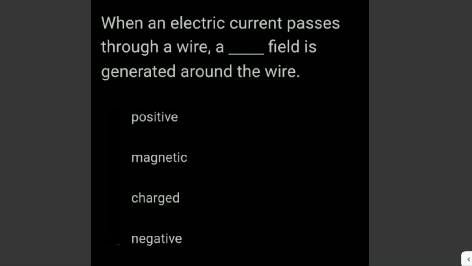When an electric current passes through a wire, a blank field is generated around the wire. Positive, magnetic charge, or negative? The answer here is magnetic field. A magnetic field is the area around the wire in which magnetic forces act as electricity travels through it.